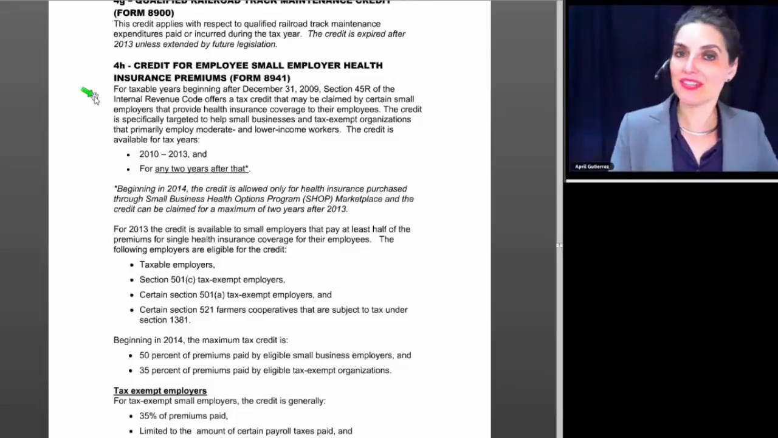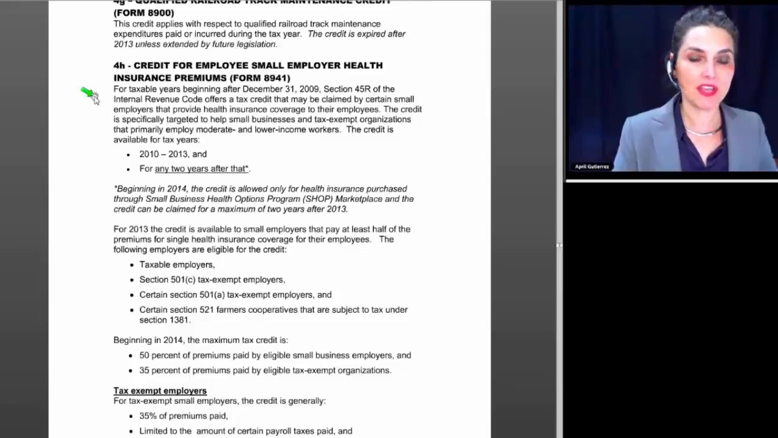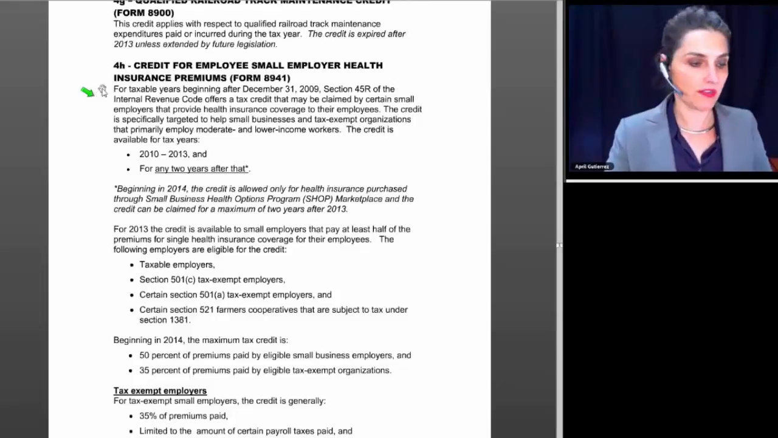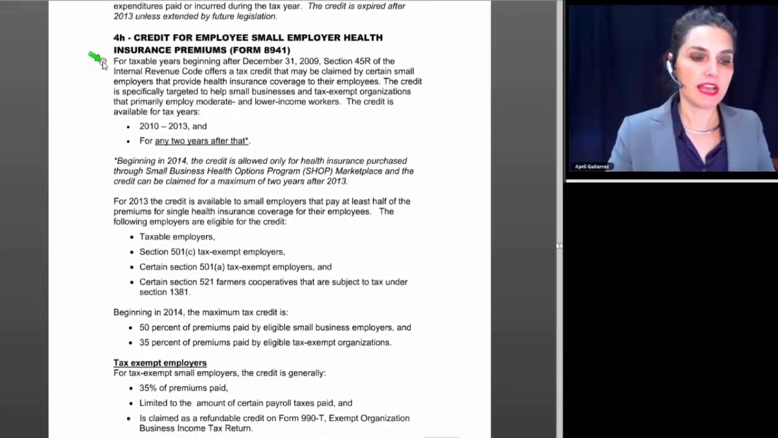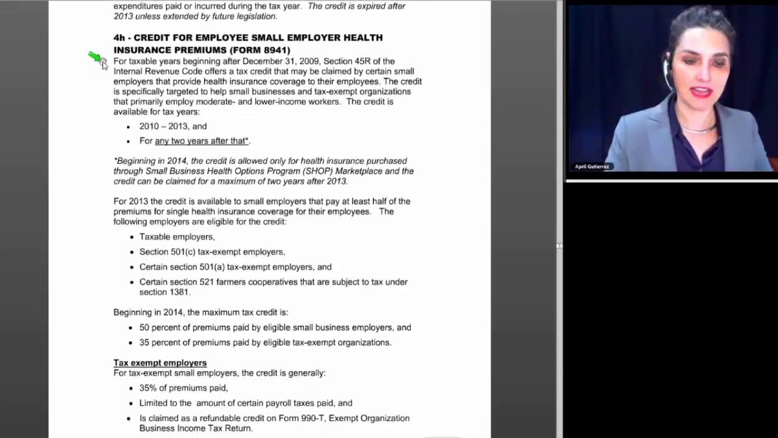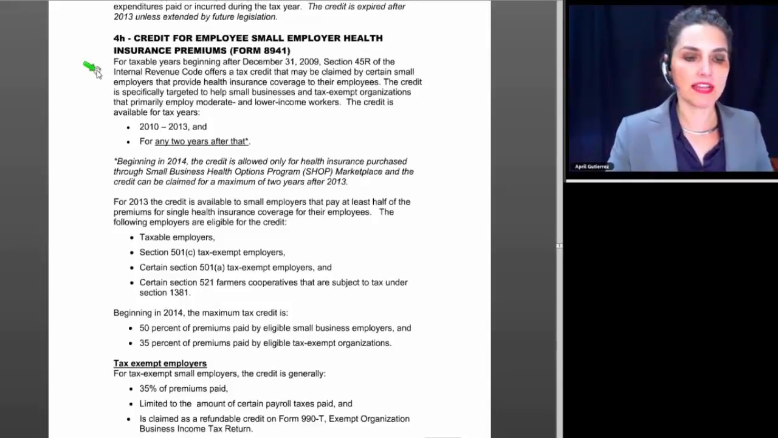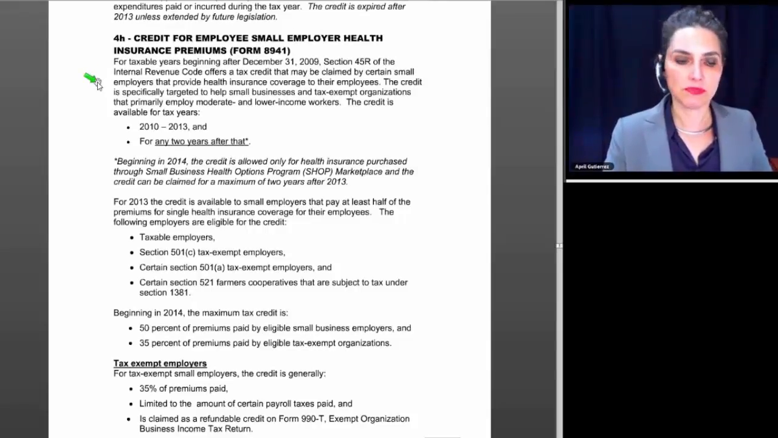However, there are some changes that take place this year because we are now into some revised rules for figuring and claiming the credit for employer small health insurance premiums. So we're going to be on this topic for quite a while. For taxable years beginning after December 31, 2009, Section 45R of the Internal Revenue Code offers a tax credit that can be claimed by certain small business employers that provide health insurance coverage to their employees.